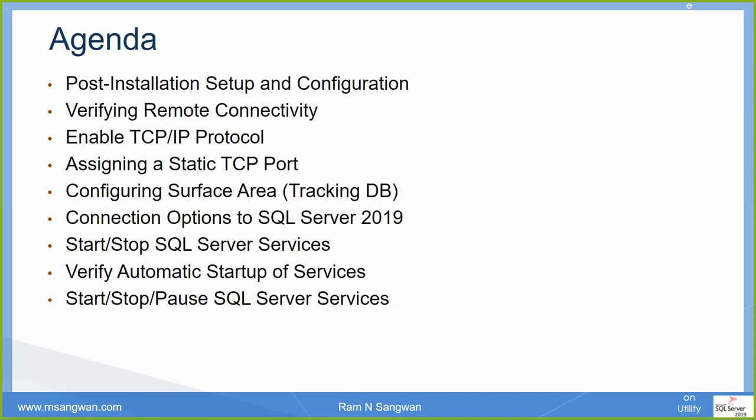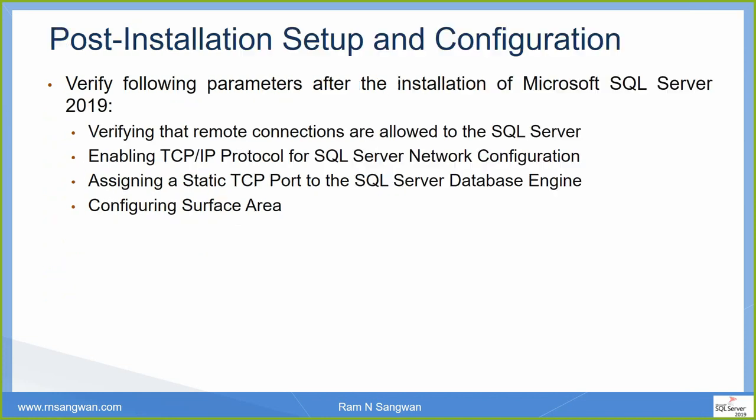First is verify remote connectivity, whether it is allowed or not. Enable TCP/IP protocol if it is disabled. Assigning a static port, you have seen the demo. Configure surface area, that is for tracking the DB. Then connection options for SQL Server 2019, start stop SQL Server services, verify automatic startup of services, start stop pause. Now at a glance, I'm sure that you have seen each one of them during my demonstration. Let's go through one by one.